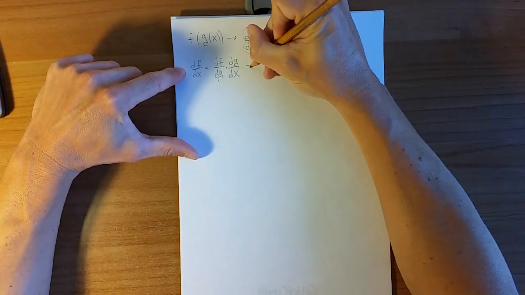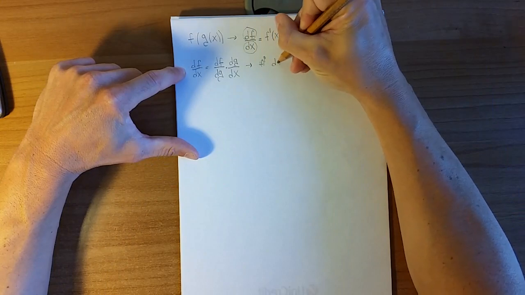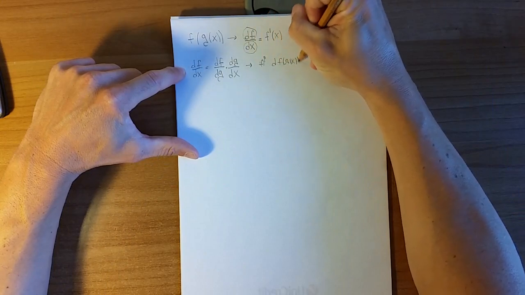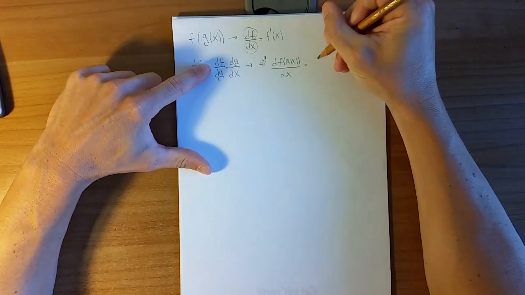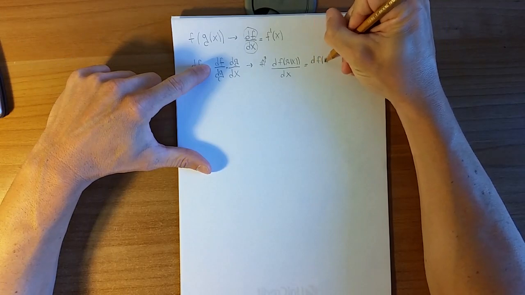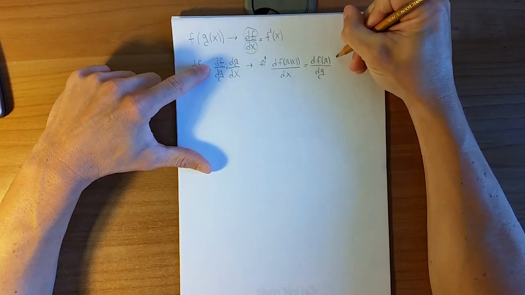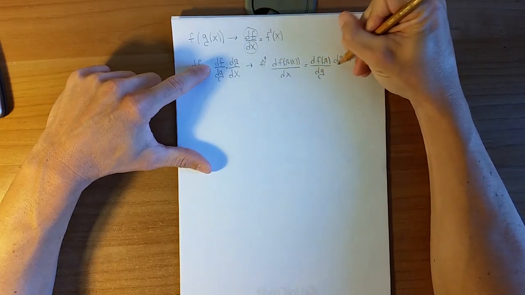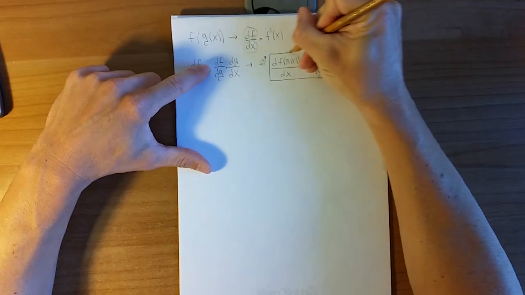This is the same. So let's write it like this: the derivative of f of g of x with respect to x is equal to the derivative of f of g with respect to g, and then the derivative of g of x with respect to x. So this is the chain rule, the formula for the chain rule.